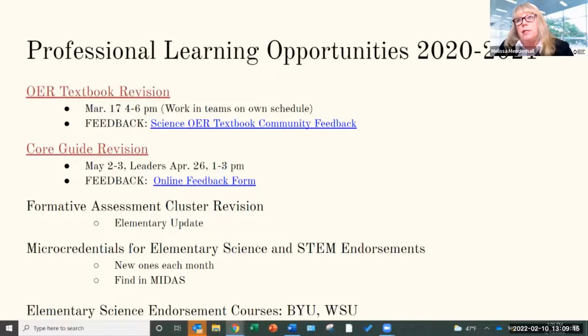Core guide revision, it's the same thing. I love our core guides, by the way. They're fabulous. Really love them. But we've only had the first draft. There are some things that we need to look at and revise, and a few that we didn't catch the first time through. If you could help with that, we're going to help with that on May 2nd and 3rd.